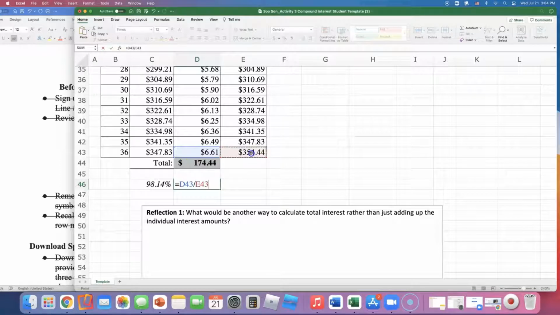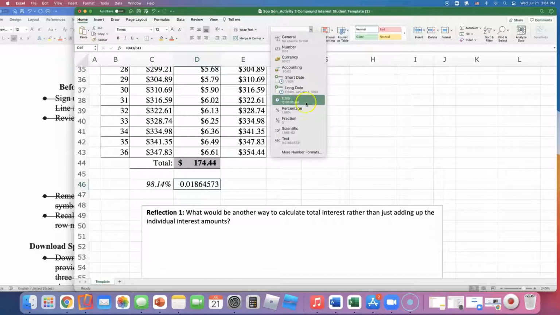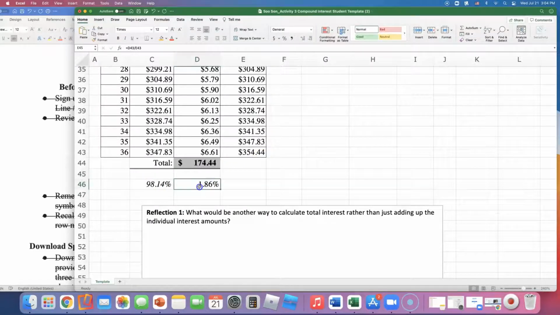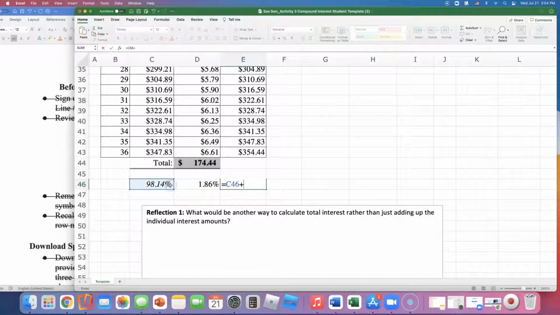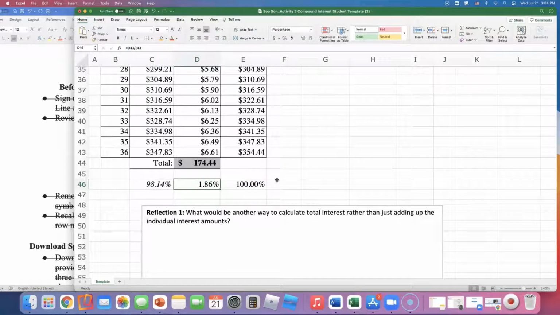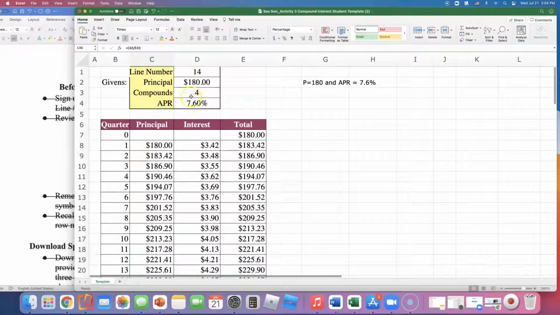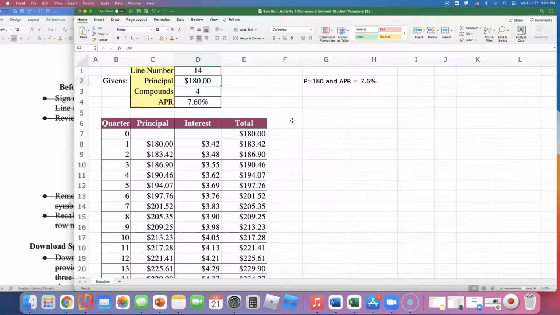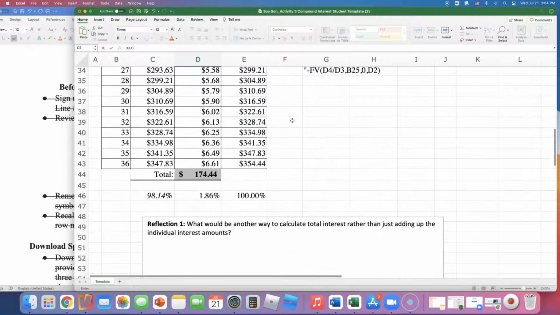How much was the interest? Interest divided by the total amount. Hit enter. I'm going to convert this into a percent. 1.86% is from interest. As you can see, if I add these two together, they add up to 100%, right? So these are going to be the numbers, but then you're going to do something interesting. They ask, what will happen if you increase the principal? Instead of $180, what if I put $9,000 in there? Will those percentages change? Let me see.